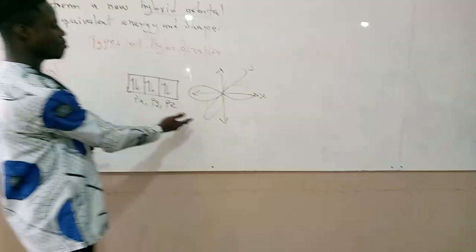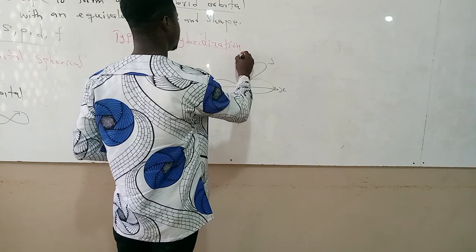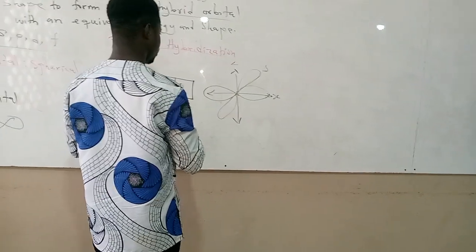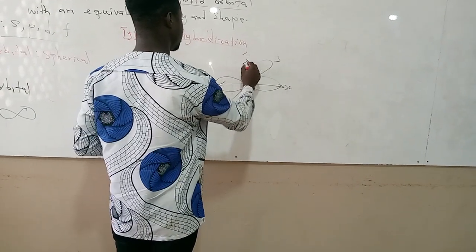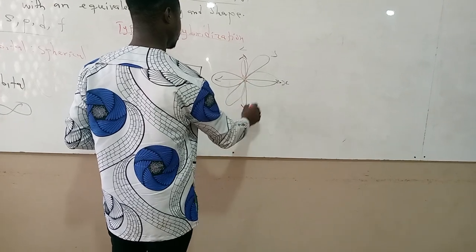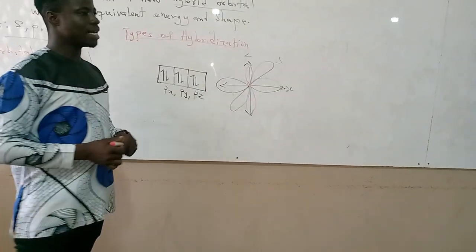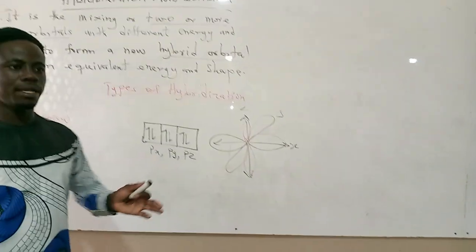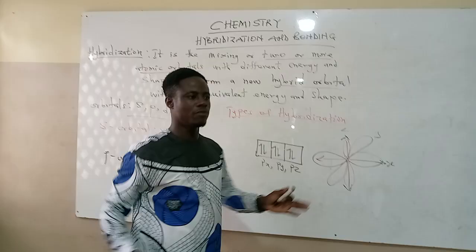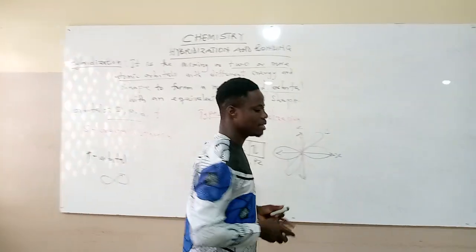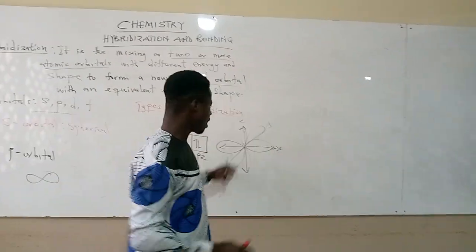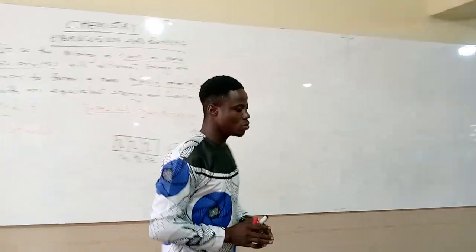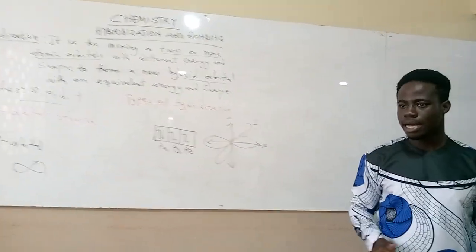So this becomes our py, and then this becomes our z. So the z is here like this. So these are the 3 directions or orientations of this p orbital. Although they have the same energy level, their directions are not the same in space. So this is px, py, and pz. We are going to make very good use of these orientations when it comes to hybridization.